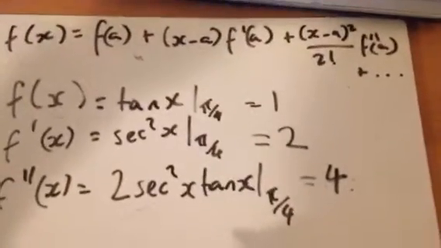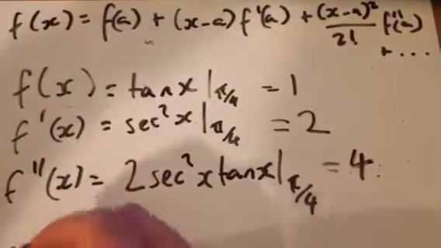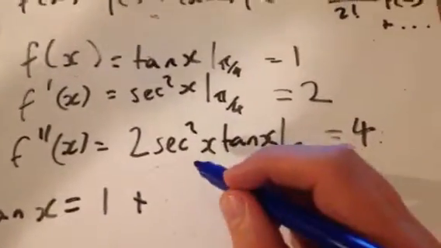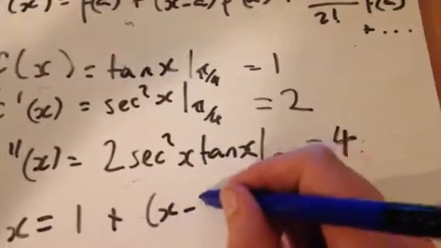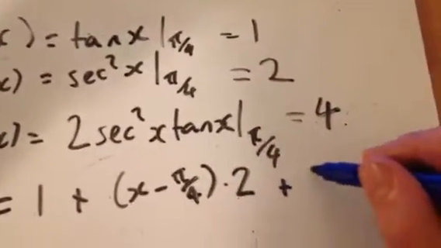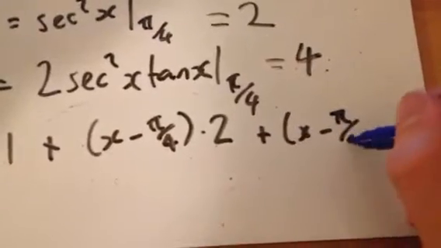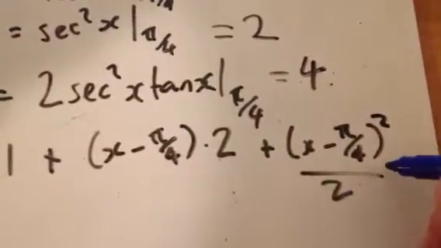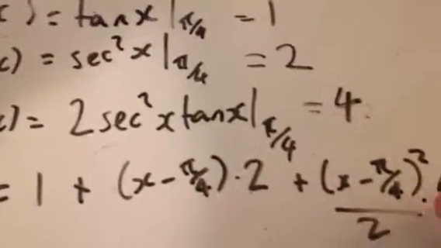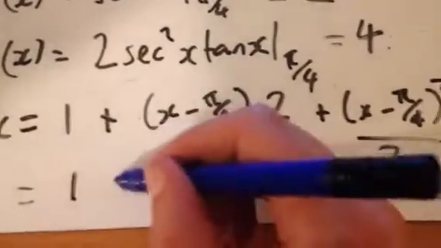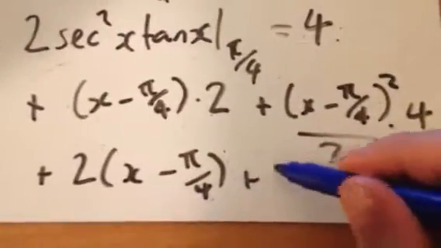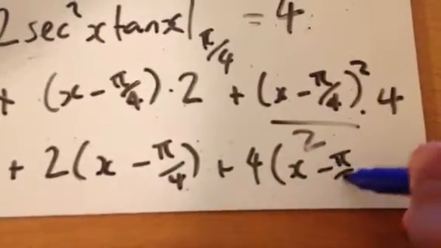And then it's just a case of substituting everything into the formula. So we get tan x is equal to 1 plus x minus pi over 4 times 2 plus x minus pi over 4 squared over 2 times 4, and then the 2 and the 4 cancel, so you end up with 1 plus 2 x minus pi over 4 plus 4 x minus pi over 4 squared.